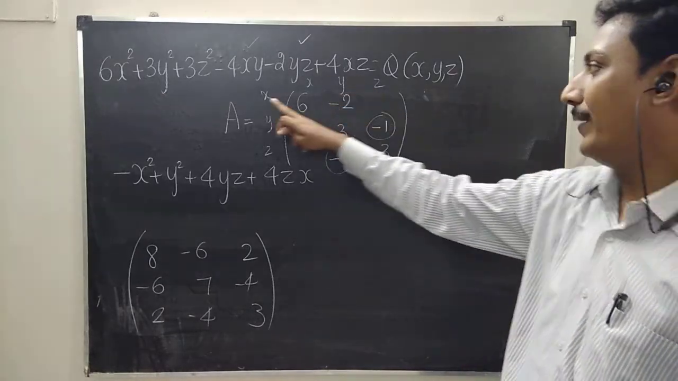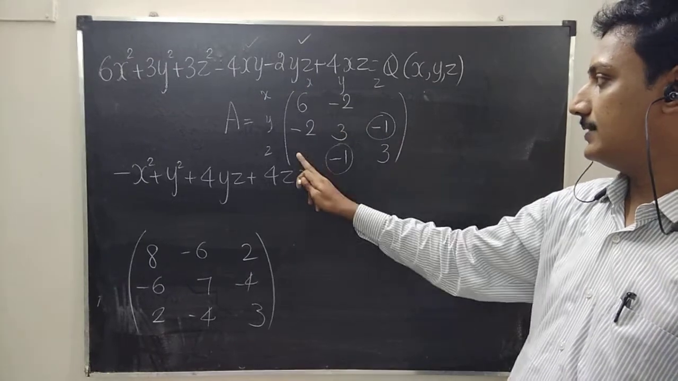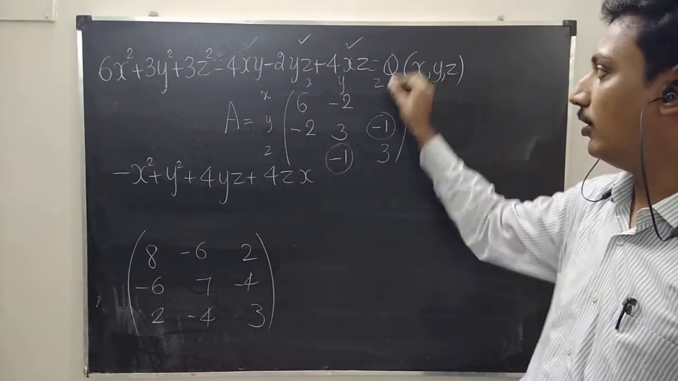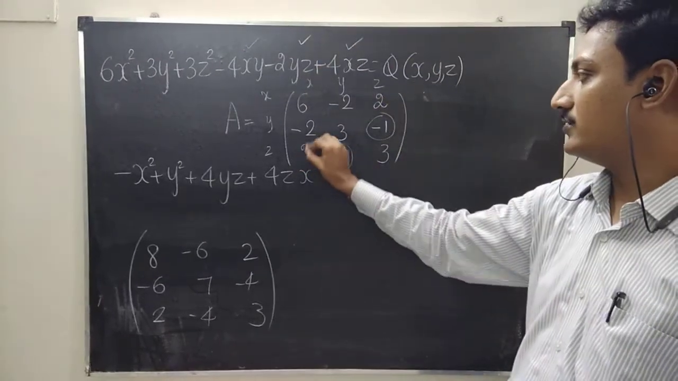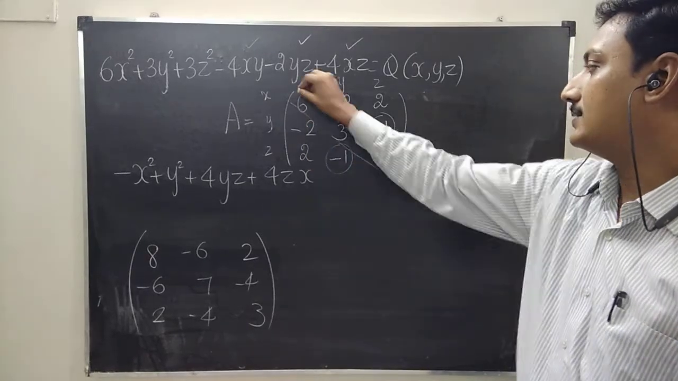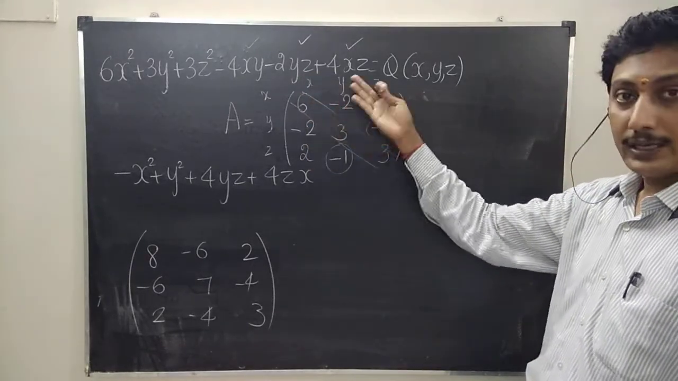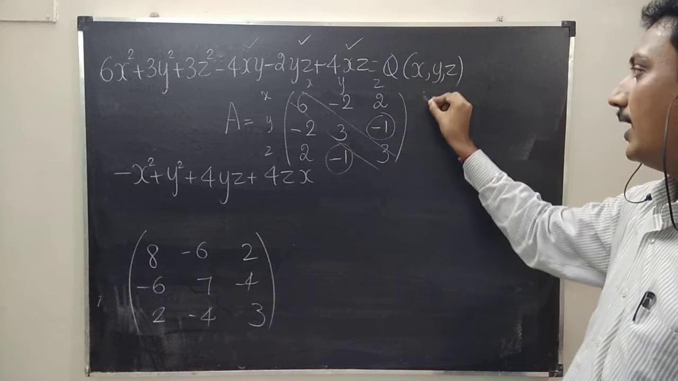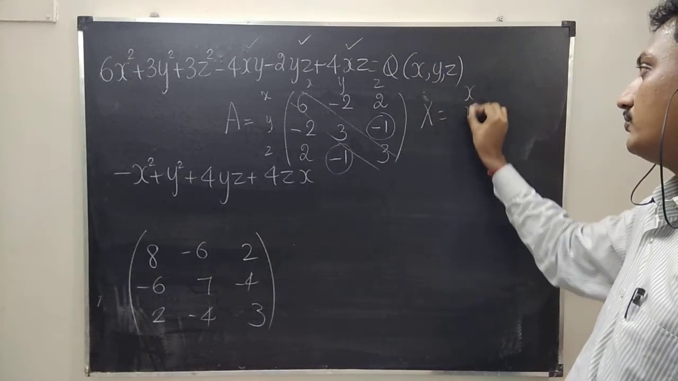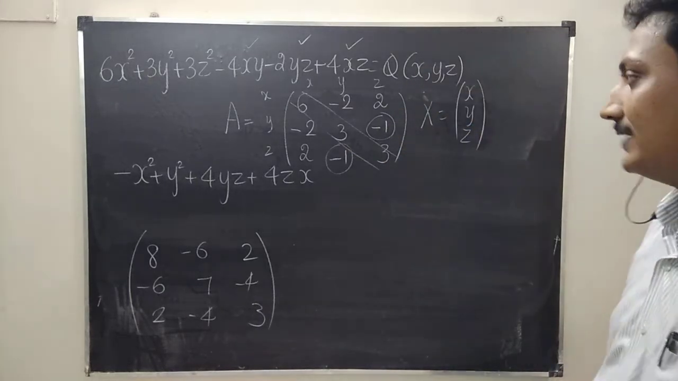And finally we have xz. The coefficient of xz is 4, half of that is 2. So this is the corresponding real symmetric matrix. Let us see that real symmetric matrix for this one. And what about X here? X will be the variable column matrix x, y, z.